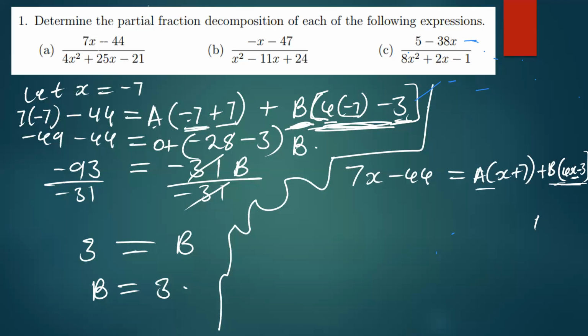If you don't want to use that way, or if you think that is difficult for you, what you just need to do is to compare the coefficients. So this side, I'm going to get the constants, or I can get the coefficients of x. So if I get the coefficient of x this side, I'm going to get 7.